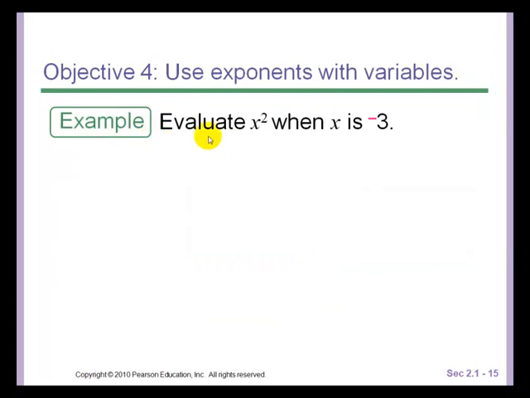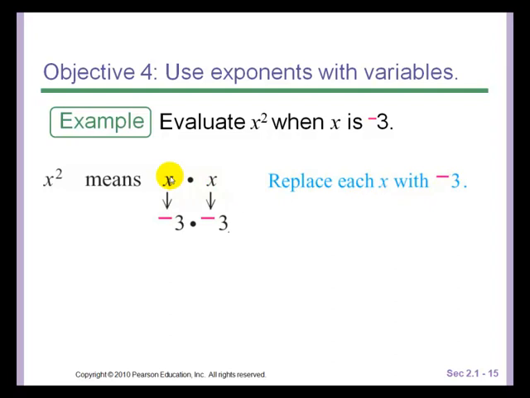Another example. Evaluate x squared when x is negative 3. Recall that x squared means x times x. We are now going to replace each x with a negative 3. This x becomes a negative 3 and this x becomes a negative 3. Now we will multiply negative 3 times negative 3, and negative 3 times negative 3 is 9.